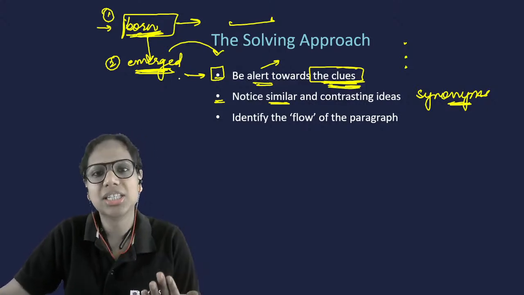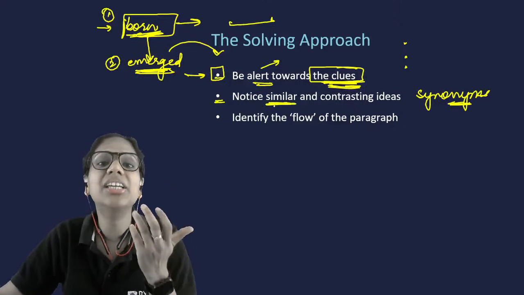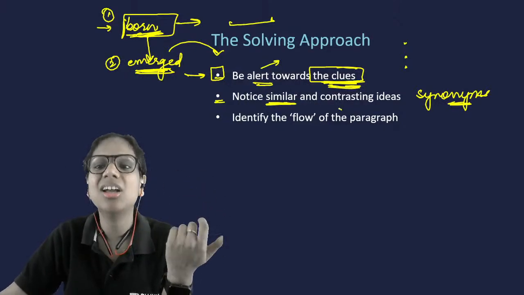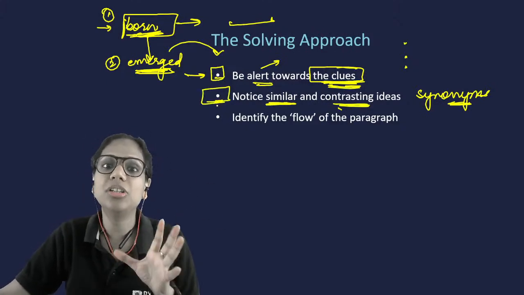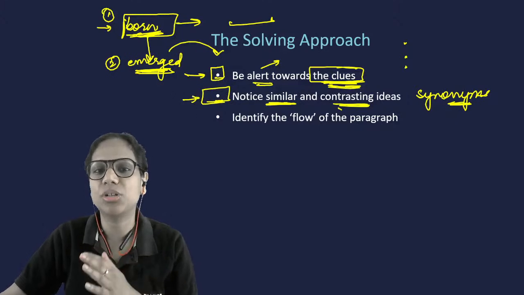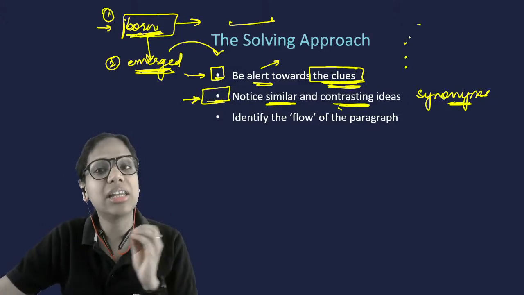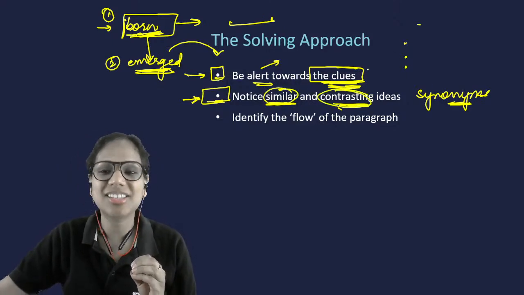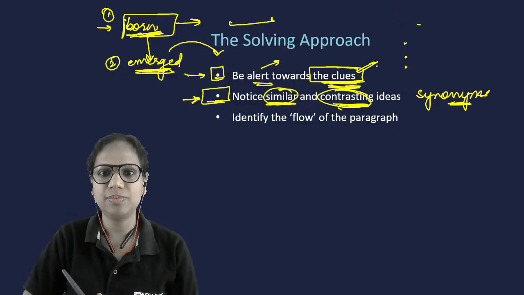So notice such synonyms, notice antonyms if they're there, notice similar ideas. There may not be just single words, but the idea may be a similar idea, or a contrasting idea. So please open your mind when you read a parajumble question. You will see that the sentences are all interconnected. They will either have similar ideas or contrasting ideas. They will have a lot of connectors if you pay attention.